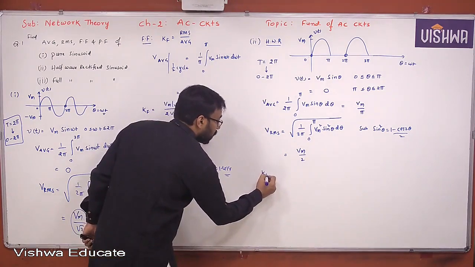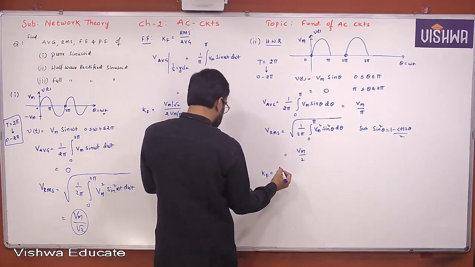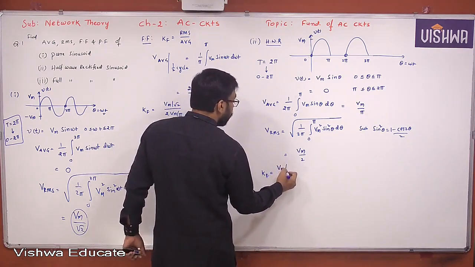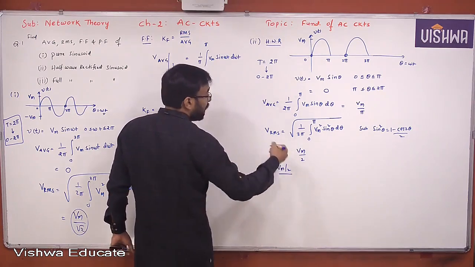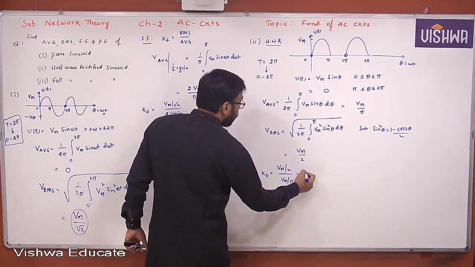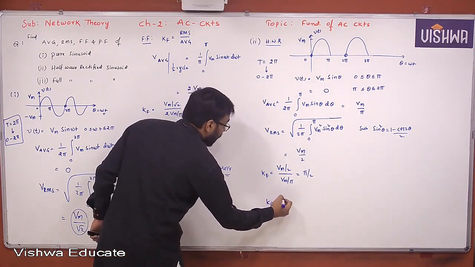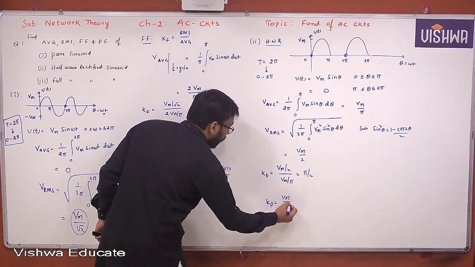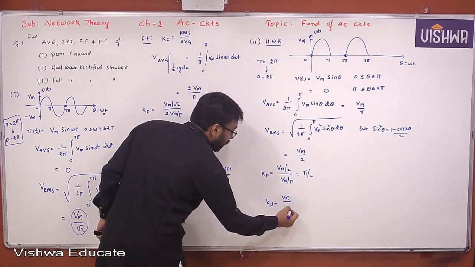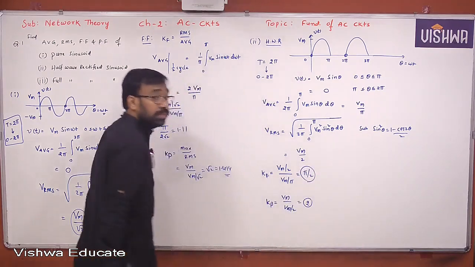Now form factor Kf is nothing but RMS value divided by average value. RMS value is V max by 2, divided by V max by pi. This is nothing but pi by 2. You calculate that value. Kp, maximum by RMS: V max by VRMS, that is V max by V max by 2, nothing but 2. That's it. Clear all of you?